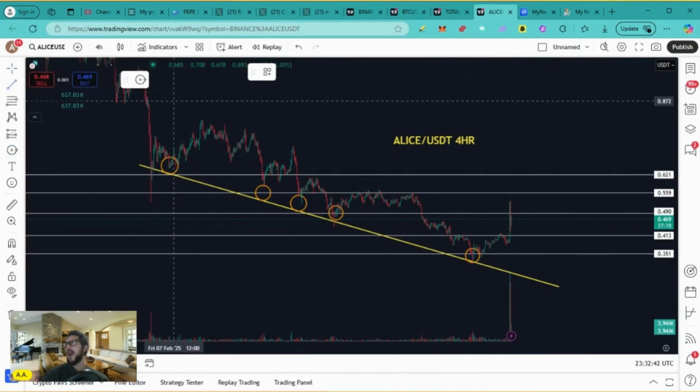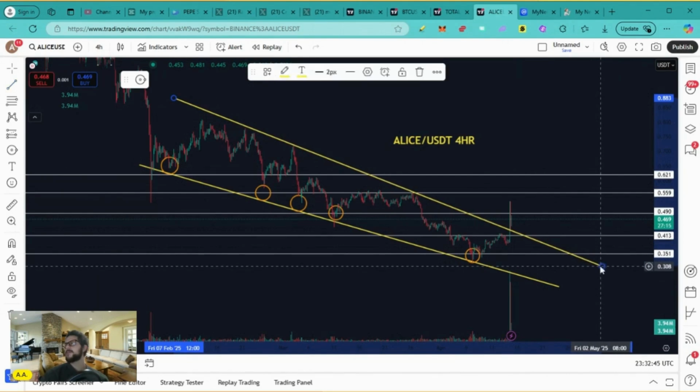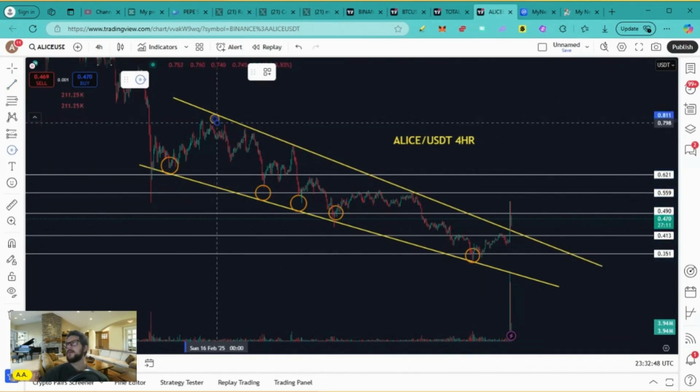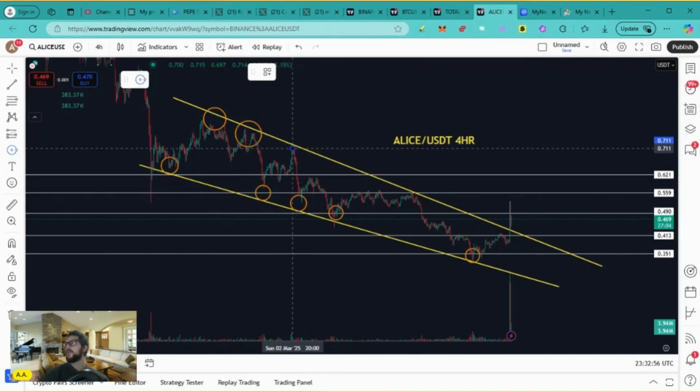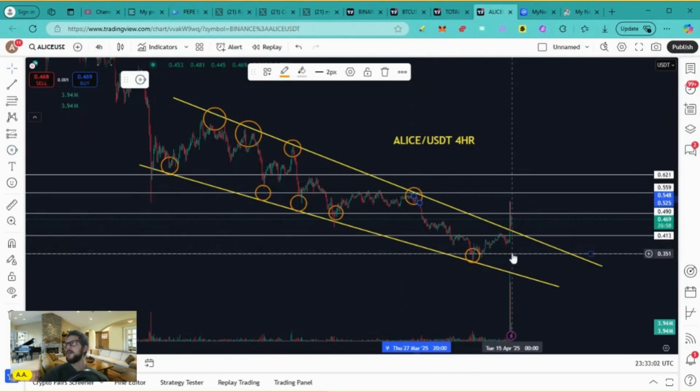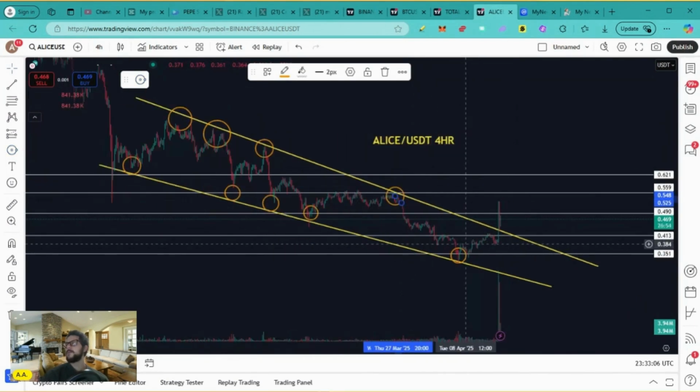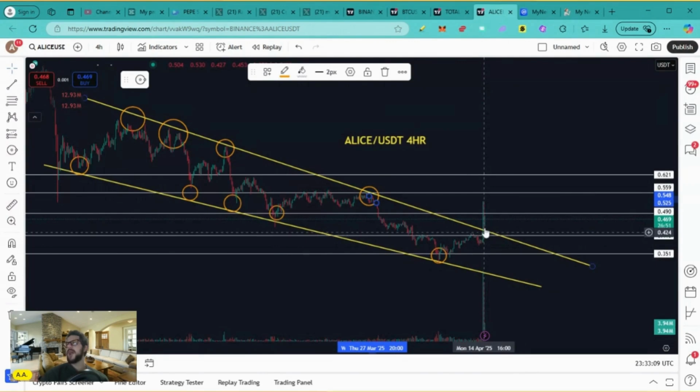And also, we have this upper descending yellow trend line that has been acting as resistance. We had a bunch of rejections here, another rejection here, third one, over 3 touches. Therefore, that's a very valid resistance trend line. As you see, recently, earlier today, Alice managed to break above this upper previous resistance trend line.